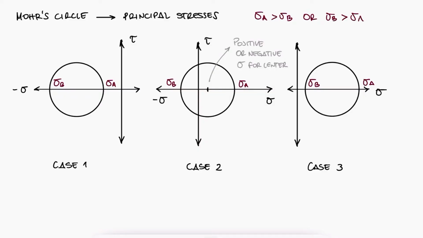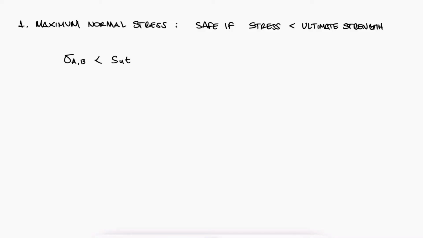The first failure criteria states that a component will not fail if neither principal stress is higher than the ultimate strength. Positive principal stresses should not be greater than the ultimate tensile strength, and the absolute value of negative principal stresses should not be greater than the ultimate compressive strength. Remember that the ultimate compressive strength is usually a positive value, since it's a property.